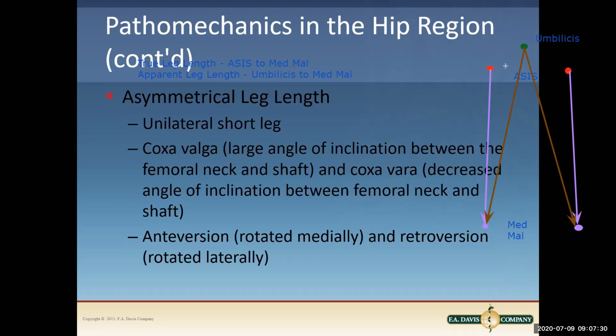If we have a discrepancy in this one here, we have a problem in actual bone length. If we measure apparent and we have a problem, then it could still be bone length if we haven't measured true. But more than likely, it's something to do with pelvic shift. And we have to look at that.